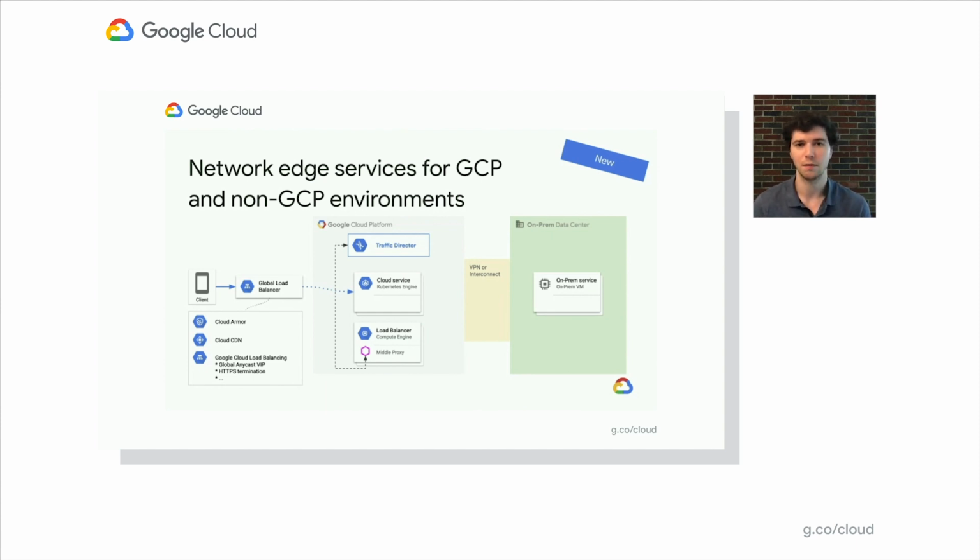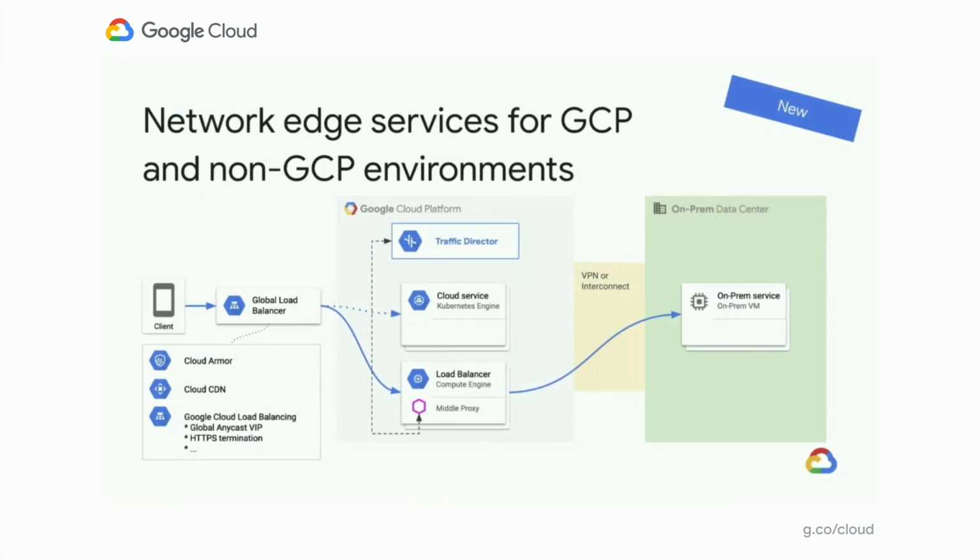An example of the type of configuration would be, hey, there are these on-premises endpoints, each of them belonging to the on-prem service that you see on the right-hand side. Traffic Director knows about that because you've configured it that way. Traffic Director lets the proxy know about it. And so now the next time a client sends traffic to the global load balancer, that traffic can go to the middle proxy, that proxies and forwards the traffic onto your on-prem service. And so this is a really powerful use case where you can get things like Cloud Armor, Cloud CDN, Global Anycast VIP, these network edge services for both GCP services and services running in non-GCP environments.